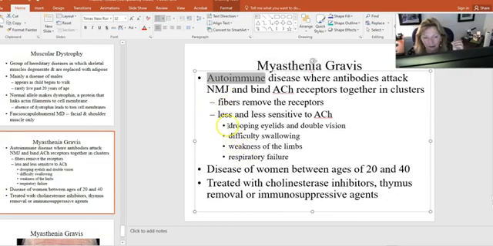So it can interfere with the muscles in the face, causing the eyes to not be able to track. It can cause the lids to droop. People can have trouble swallowing. They can have trouble with their upper limbs, and it can even lead to problems with the muscles for respiration, leading to respiratory failure. As with many, not all, but many autoimmune diseases, women are more often affected, and this is typically the ages when it starts.